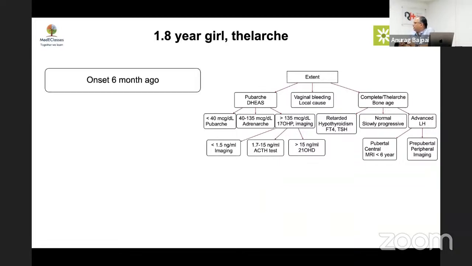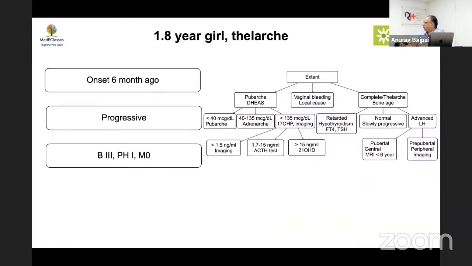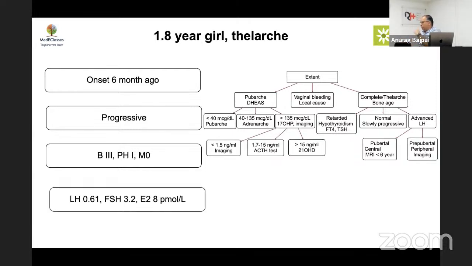A 1.8-year-old girl with thelarche, Alapan, onset 6 months ago, which is progressive. She has stage 3 breast development. Is she the same as the previous girl? And it's breast 3, which again becomes very, very significant. Yeah. And the onset is much earlier than the earlier girl. So now your workup shows an LH of 0.61, FSH is 3.2. What will you do?